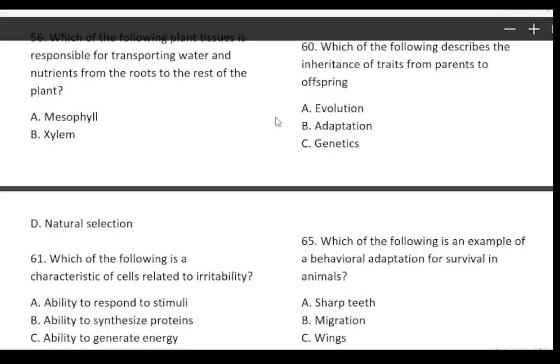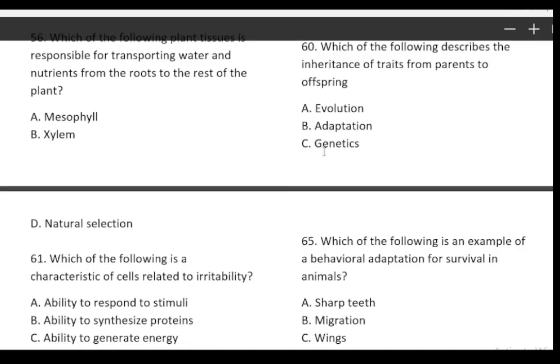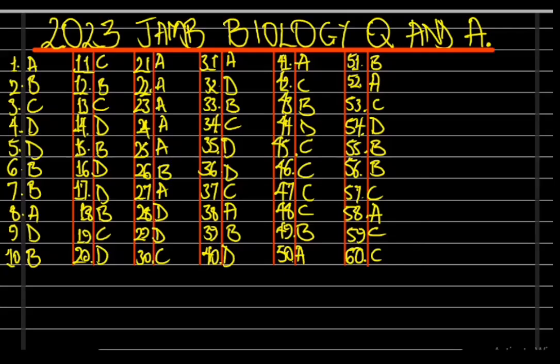When we look at the other options, evolution is talking about series of changes that have taken place in organisms over a long period of time. Adaptation is the ability of organisms to actually survive in an environment. The natural selection talks about the features that organisms have possessed that has made it possible for them to survive during competition. So the answer to question 60 is actually option C, which is genetics. So we'll move to question 61.